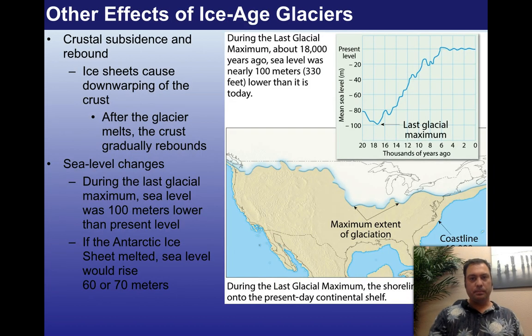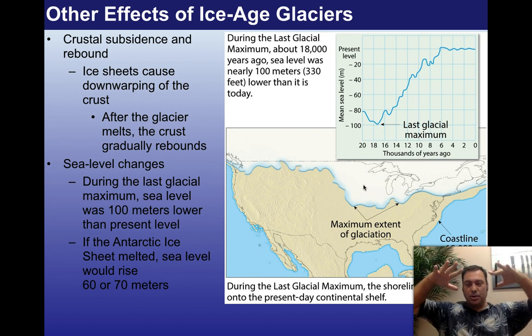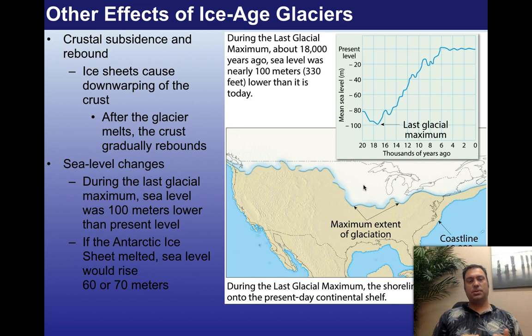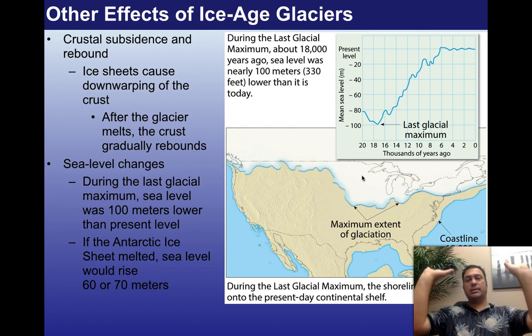Cool stuff. So other than carving the topography, making interesting hills, and distributing boulders in bizarre ways, there are other effects that Ice Age glaciers have left us with. One of them is that when you pile a bunch of ice on land, it puts a lot of pressure on the crust. It actually bows down the crust of those areas. It downwarps the crust. So what happens when the glacier melts? Well, the crust gradually moves back up. And so you wind up getting earthquakes in really bizarre areas where there's no faults, because the earth is readjusting itself back outwards, because the glaciers are no longer there putting downward pressure on the rocks.